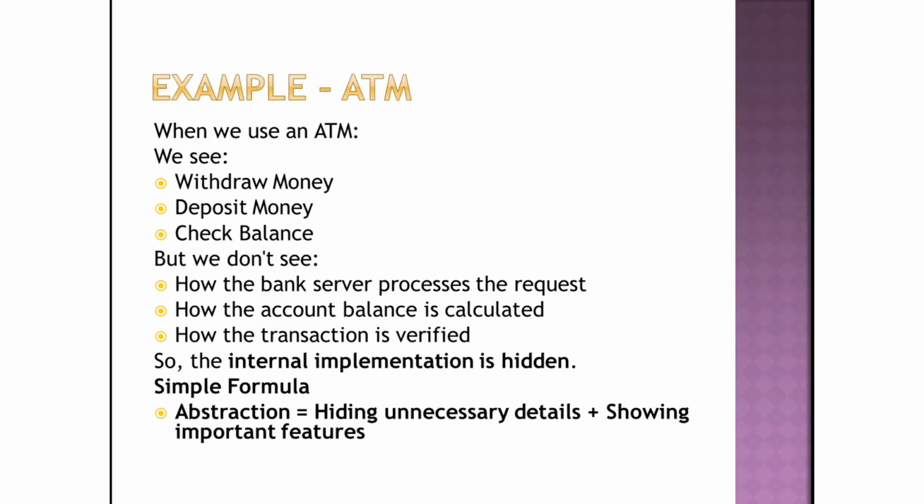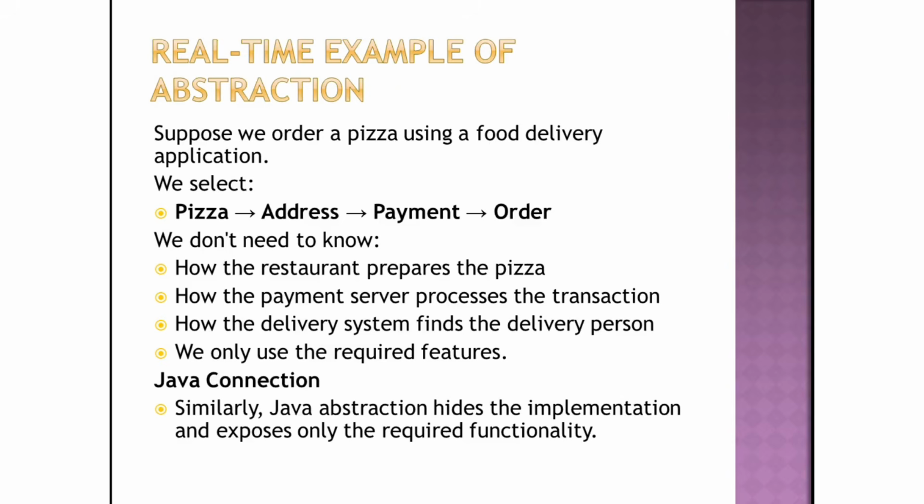Okay. Now let's look at another real-time example given in our PPT, ordering a pizza using a food delivery application. Imagine that we open a food delivery application and want to order a pizza. First we select the pizza, then we provide our delivery address. Next we make the payment. Finally, we place the order. So from our point of view, the process is very simple: pizza, address, payment, order. But behind the application, many operations are happening.